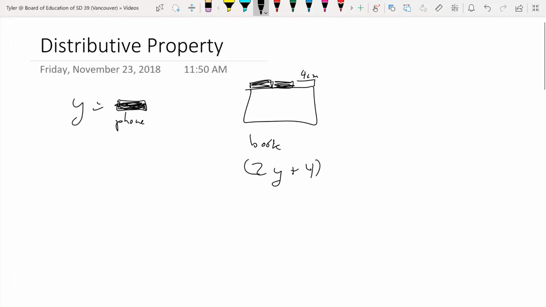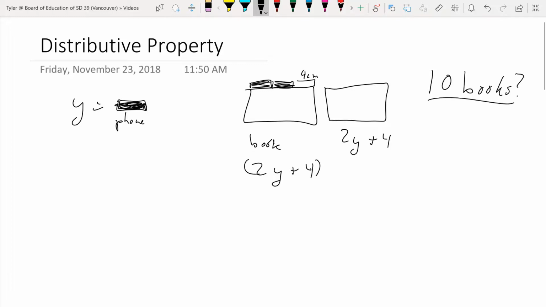But what if I had 2 books? How wide would it be across? You probably realize that it's the exact same again. This is going to be 2y plus 4 again, so we can just add those together. But what if it was like 10 books? This is actually where it gets kind of tricky.